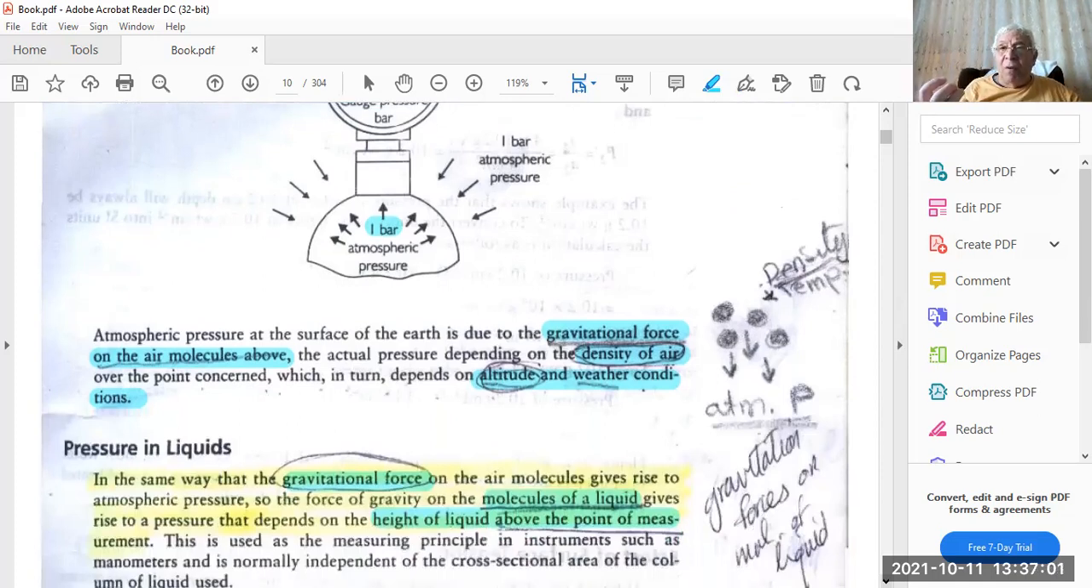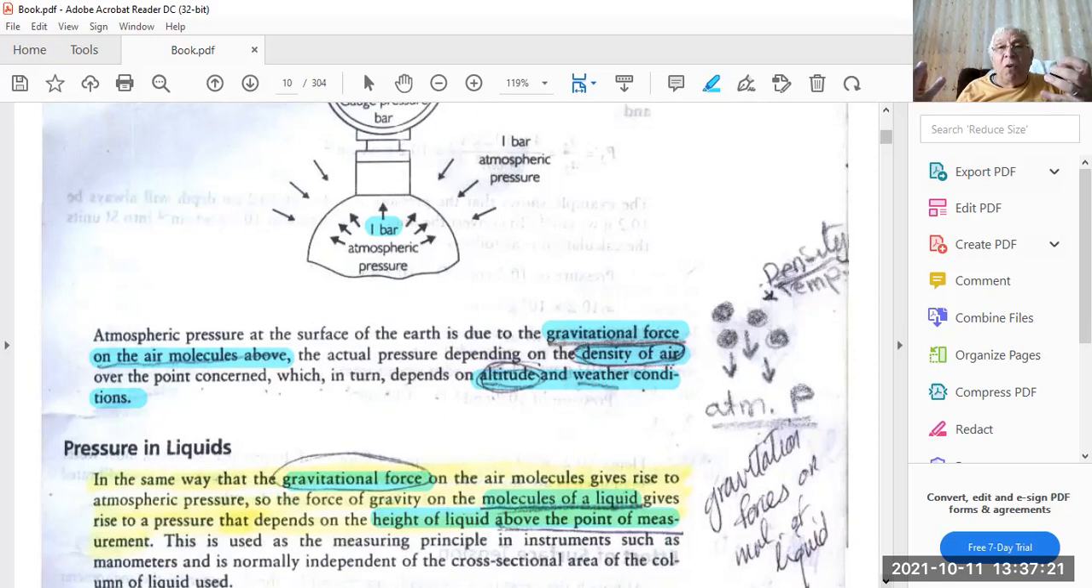Gravitation forces causing the gravity pressure is from the gravitation force of the molecules of air causing a pressure. Of course, these molecules change by density and change in altitude.